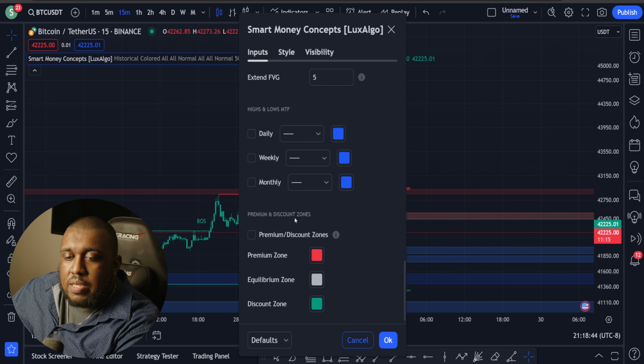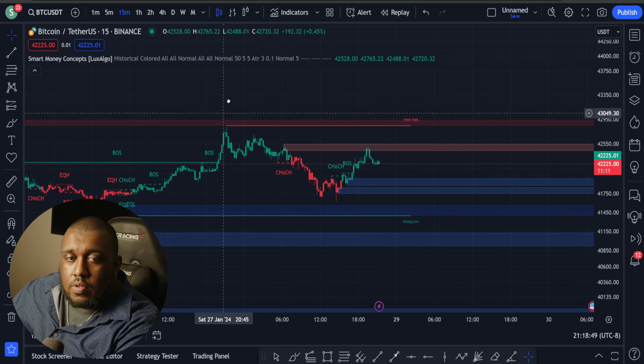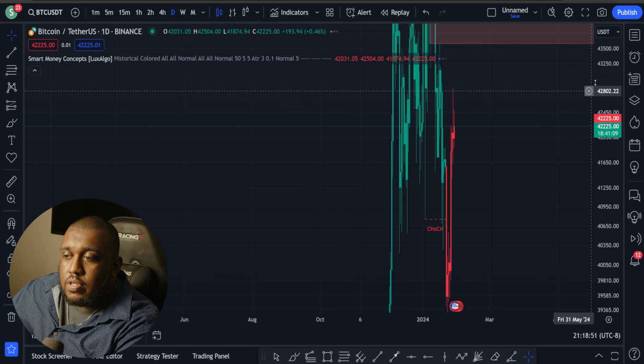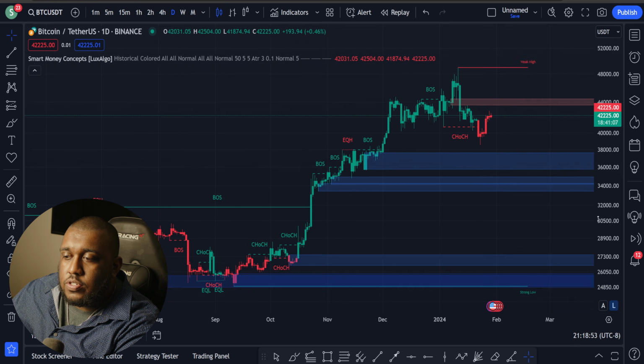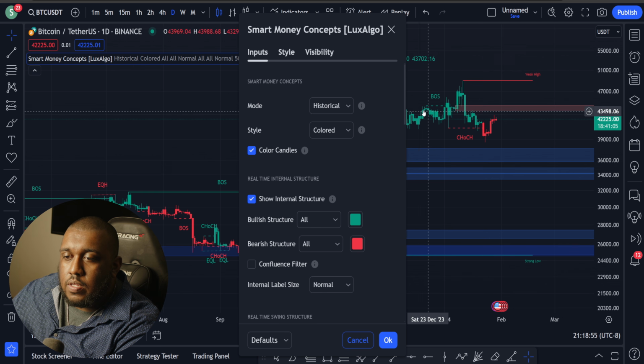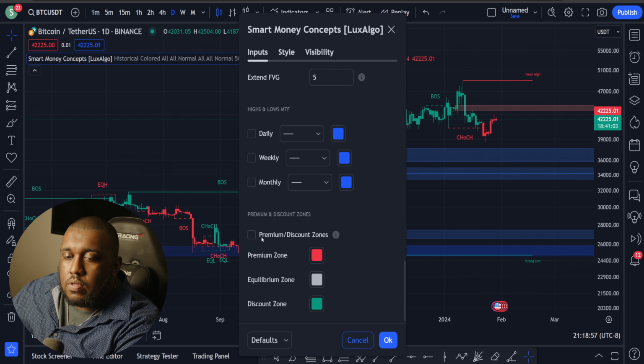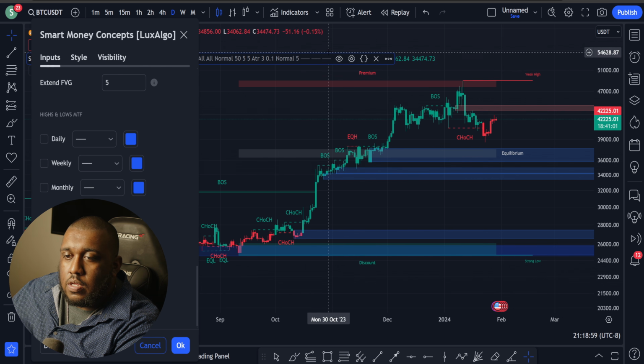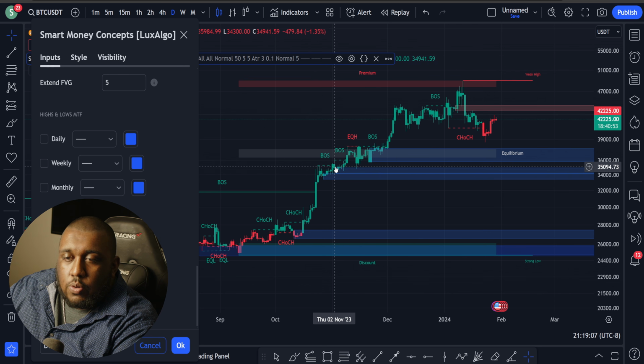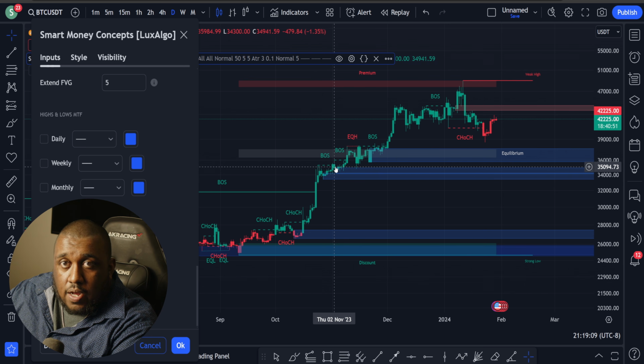Next up, we're going to have premium and discount zones. So if I tap this on right here, let me go back to the daily chart just so I can show you guys what's going on. Zoom out a little bit. There we go. You're going to see it has a premium zone right here, equilibrium zone right here, and a discount zone right here. These are traditionally going to match up with order blocks.